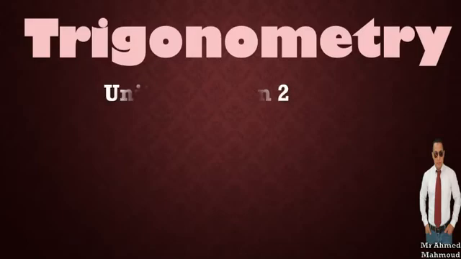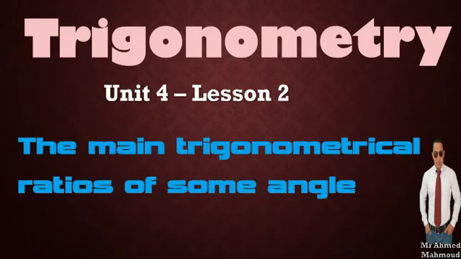Today, inshallah, we have unit 4, lesson 2. The lesson is called the main trigonometrical ratios of some angles. I said "some angles" because we have only 3 angles, 30, 60 and 45, and we have some special angles in the next year, inshallah. The rest of the angles we are going to study by using a calculator, but now I'm going to explain how we can identify the sine, cosine and tan of the 3 angles. Okay, let's start the lesson.